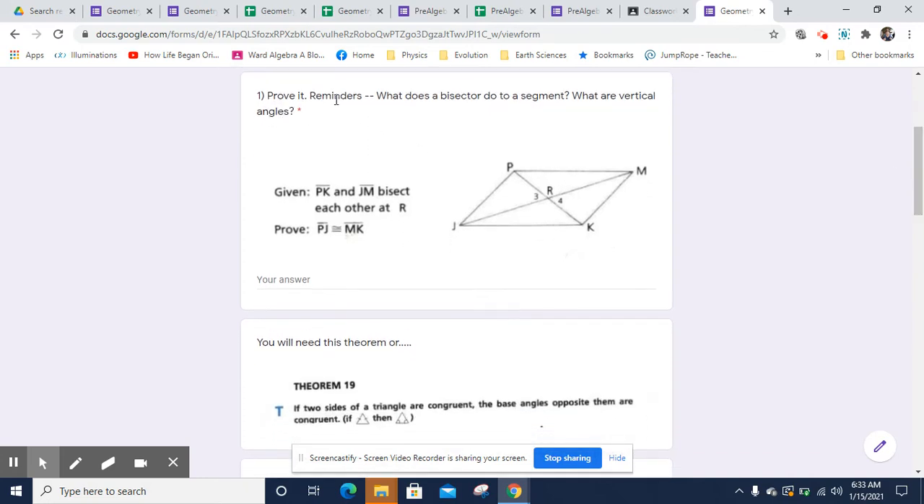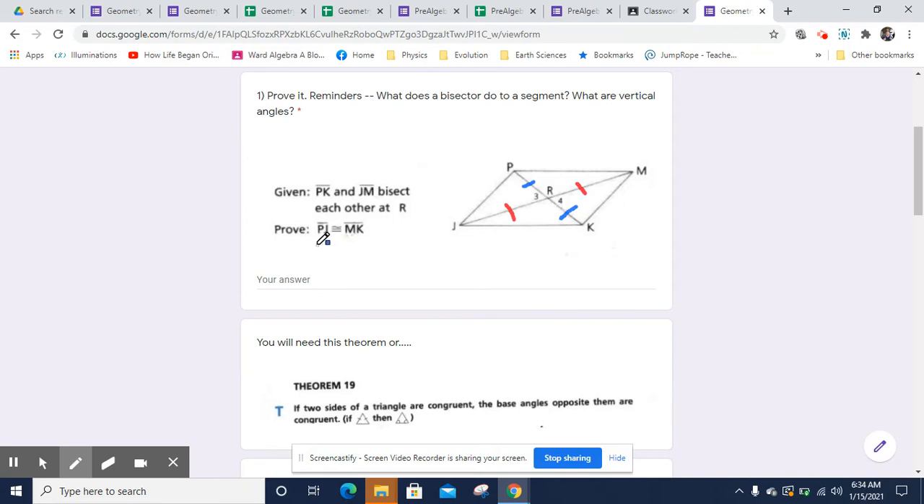So first, prove it. Reminders: what does a bisector do to a segment, and what are vertical angles? When I write those reminders, they might be in the proof. So given that PK and JM bisect each other at R. So this is PK and this is JM. PK bisects JM, so we can now add information there, and we can add some information here because of that. I'll come back to that in a second.